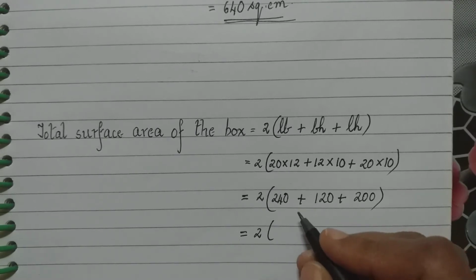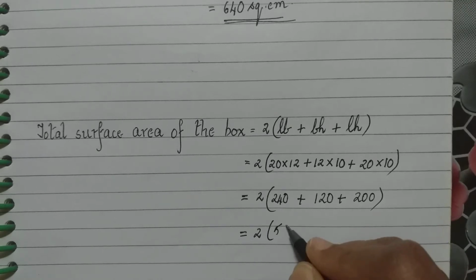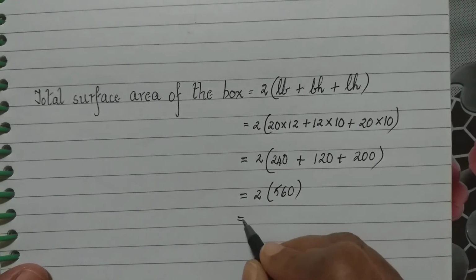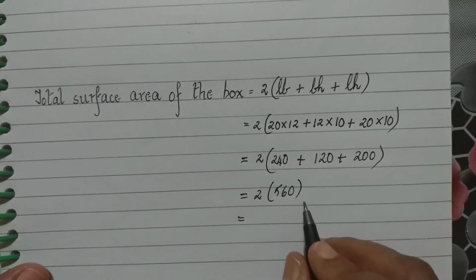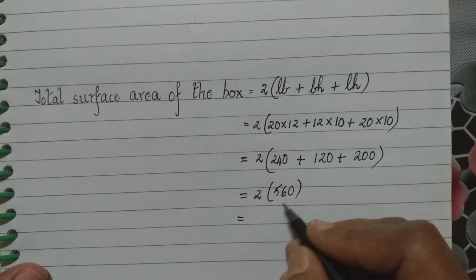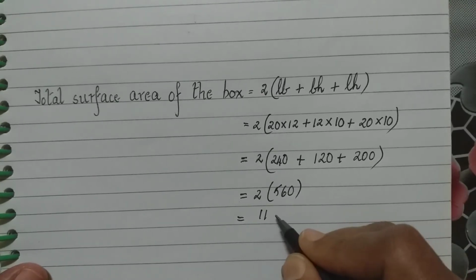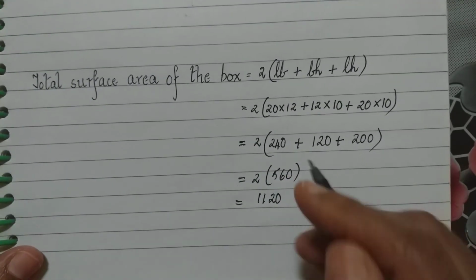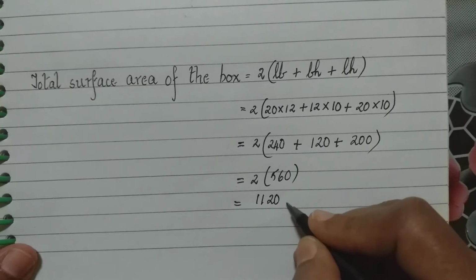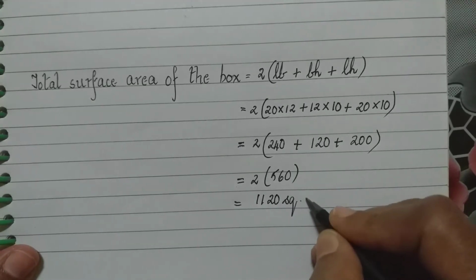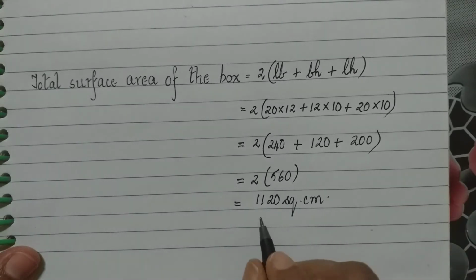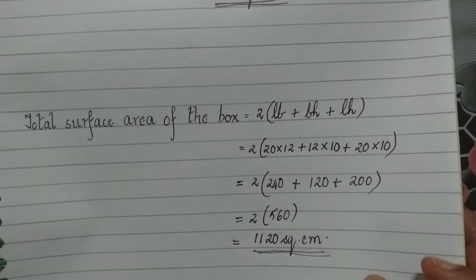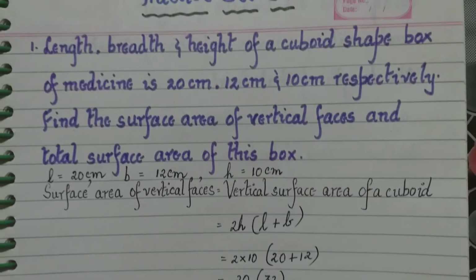So 2 into 560. So 2 into 500 is 1000. 2 into 60 is 120. So it will be 1120. We are talking about area and I said it will be in square centimeter. So here 1120 square centimeter. So this first question we had considered about a cuboid.